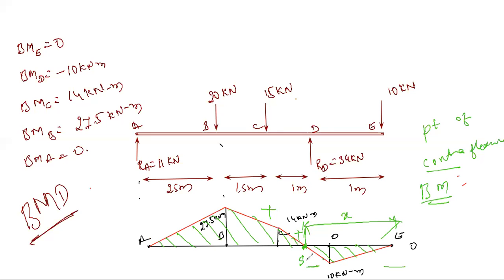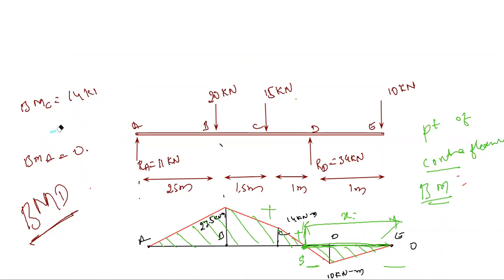So how can we determine this? We need to determine the value of x. If we determine the value of x, we can easily tell that the point of contraflexure occurs at a distance of x from the point E. So we need to determine the length of this. How can we calculate this point of contraflexure? Any idea?